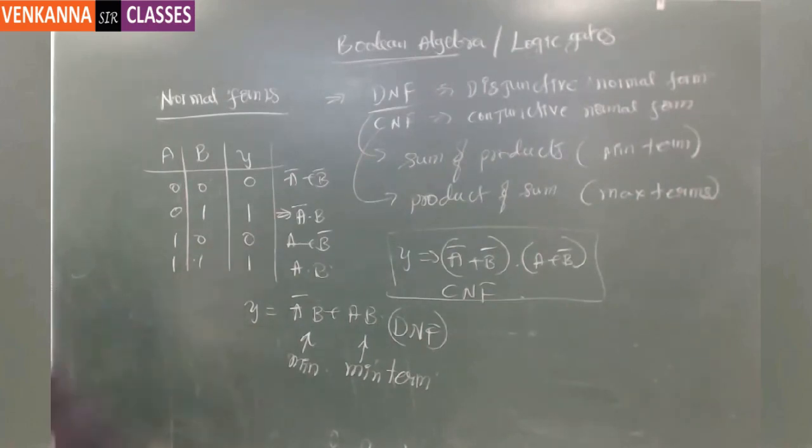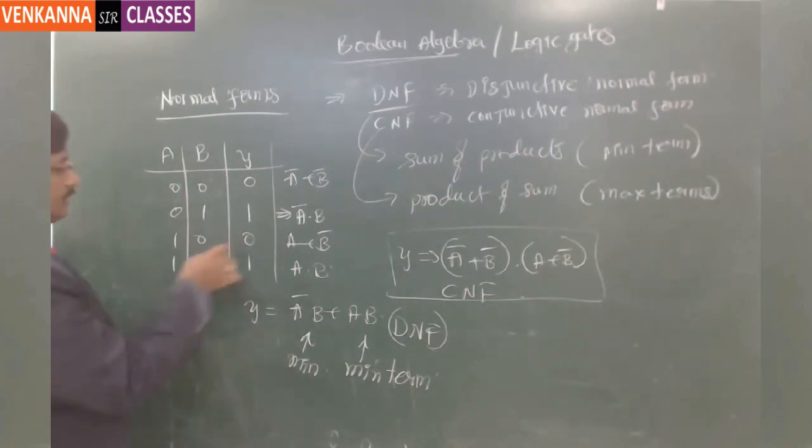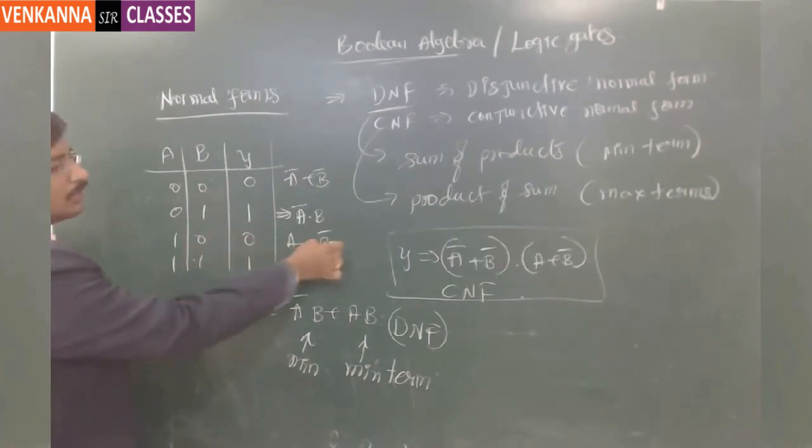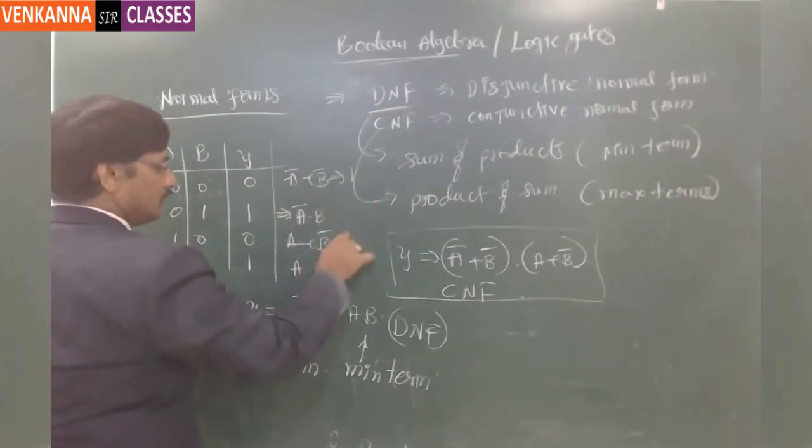Yeah, this has to be 1. So 1 plus 0, right? So this is 1 and this is 1. So 1 plus 1 is 1. So this is 1 and this is 1.